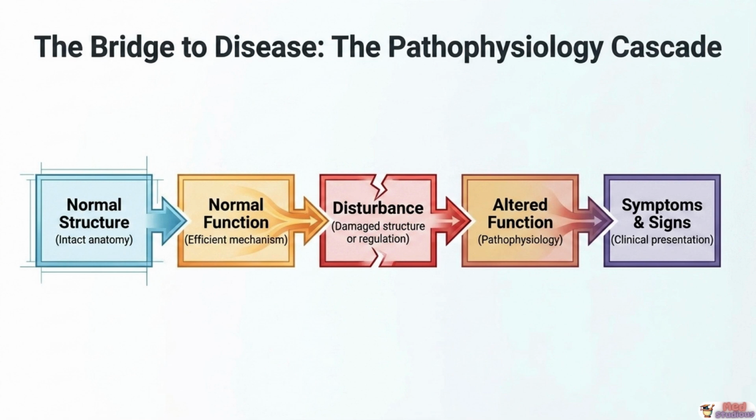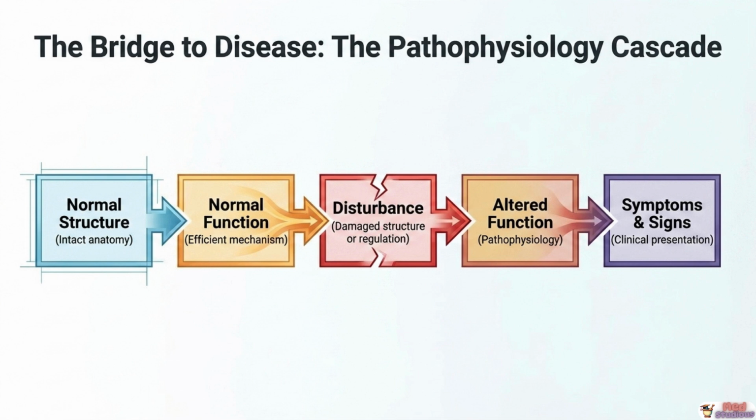Pathophysiology is the bridge between normal science and disease. Start with normal structure and normal function. Then identify what has changed. Perhaps a valve has narrowed, a receptor no longer responds, a nerve is compressed, or a feedback system is dysregulated. That disturbance changes function. Altered function then produces symptoms, signs, and test abnormalities.